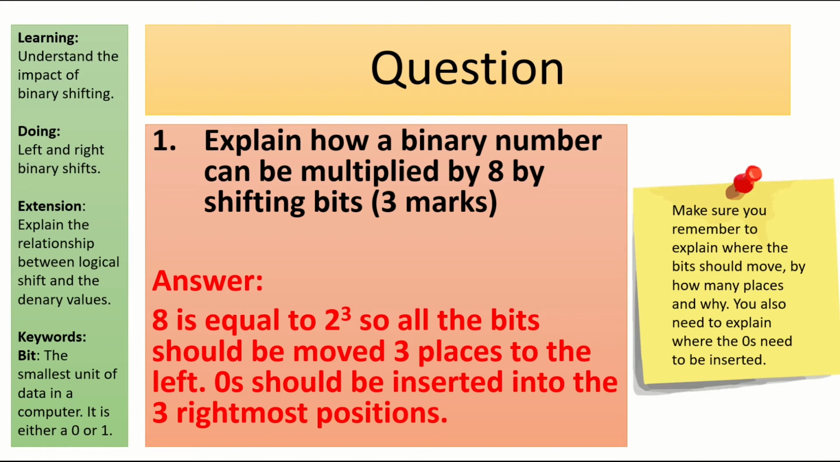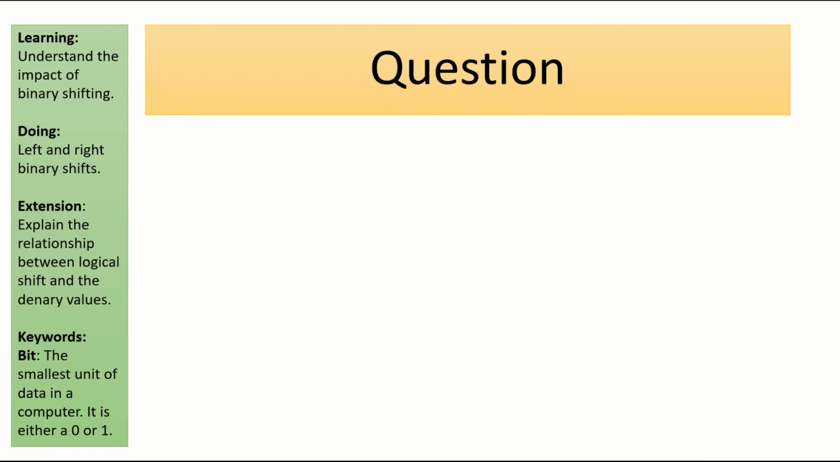Okay, so we get 1 mark for demonstrating that we understand that 8 is equivalent to 2 to the power of 3, and then that the bits will be moved 3 places, and then we understand that any spaces would be filled with zeros. So that's just a good example to get your head around.